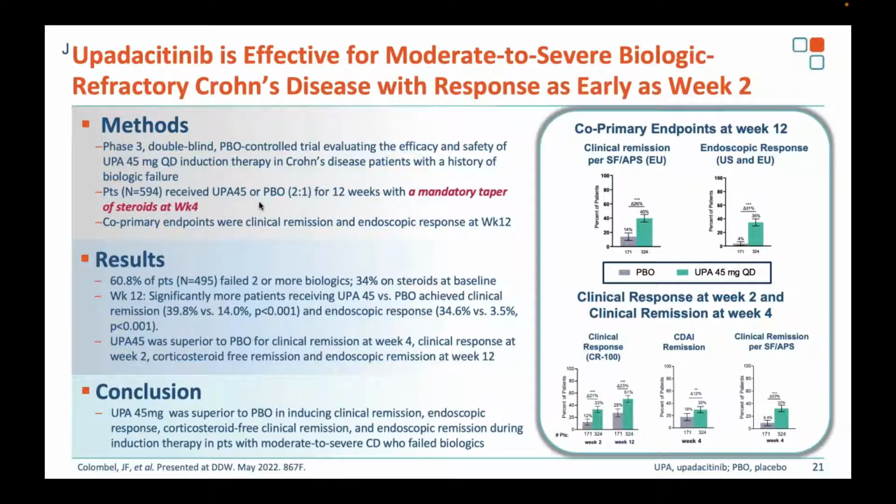Importantly, unlike pretty much every other induction trial, which keeps people on the same dose of steroids throughout the induction period, and then they begin to wean when they are on maintenance, this had a mandatory taper of steroids at week 4. Admittedly, about 35% of patients were on steroids at baseline, but those that were had to reduce their steroids from week 4. And so when you get to week 12, they will have withdrawn from steroids. That's different from the majority of induction trials that you see.